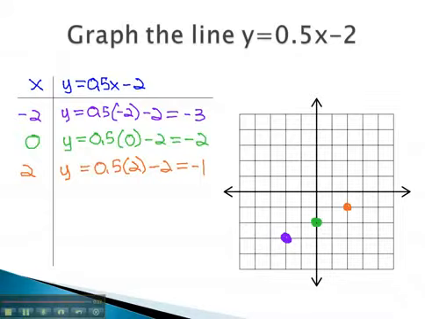Notice we can connect these dots using a straight line. This line means any point on the line, for example, (4, 0), will make this equation a true statement.